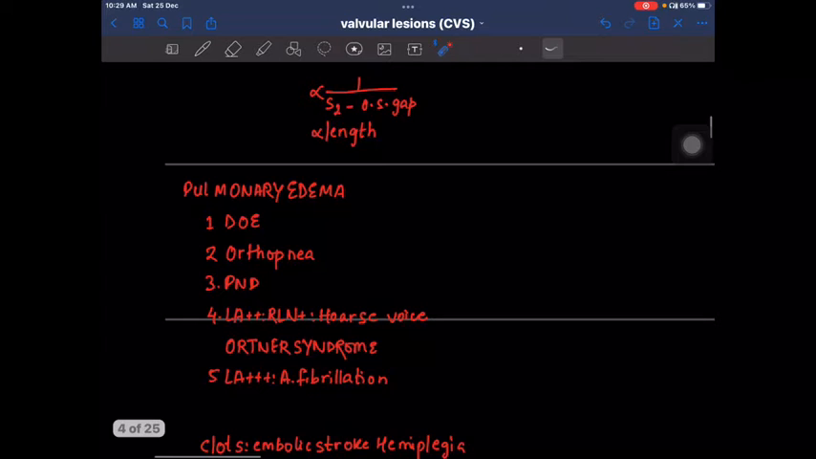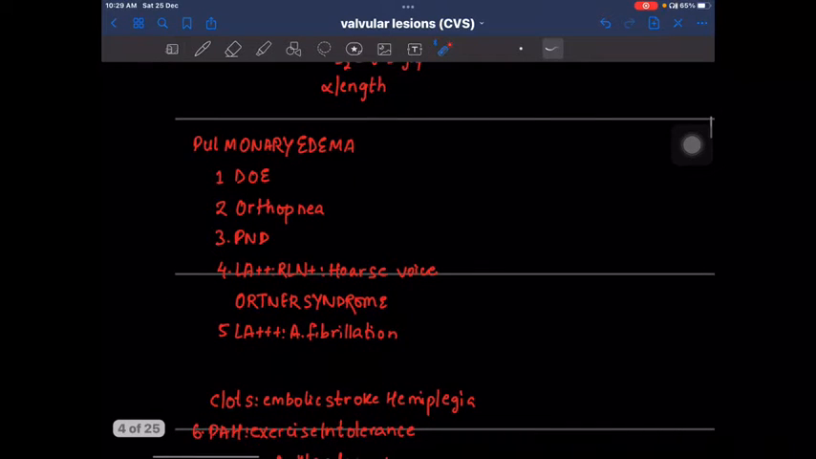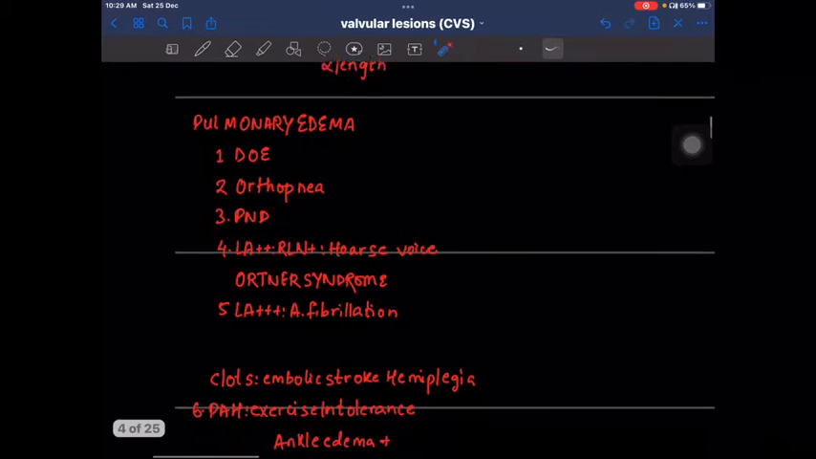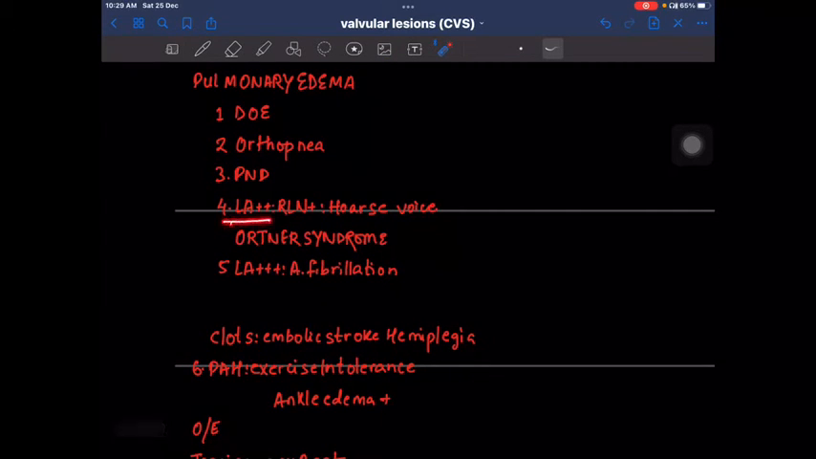Now, as a part of the clinical features, most of the features will be due to the pulmonary edema that is developing due to the left atrial enlargement. It will cause dyspnea on exertion. It will cause orthopnea. It will cause PND. It will cause left atrial enlargement.